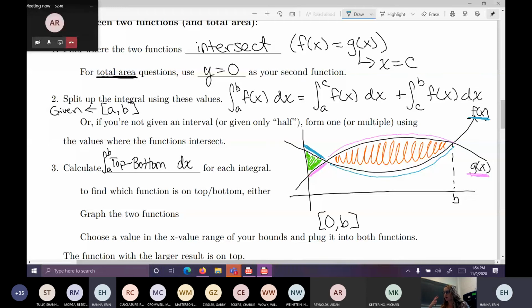Now there's two ways to find which one is on top of the other. You can either graph the two functions and just look at it and say which one is above the other. So say this was one we were actually trying to calculate. We can look at this and say, okay, in that first piece, f of x is above g of x, and in the second piece, g of x is above f of x. Or you can do it algebraically, and we might get to one example in a minute, where you choose an x value in that section, plug it into both functions, and see which y value is larger. The larger y value goes to the top function, the lower y value goes to the bottom function.